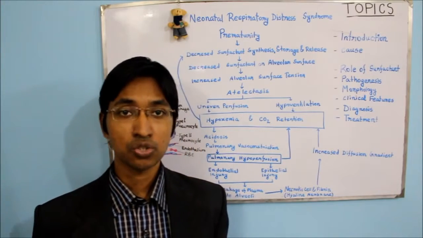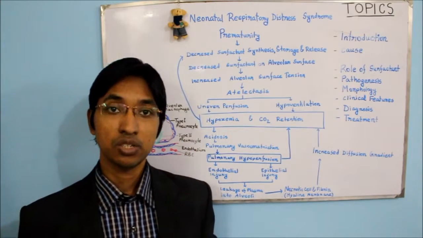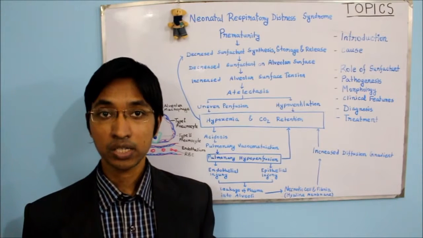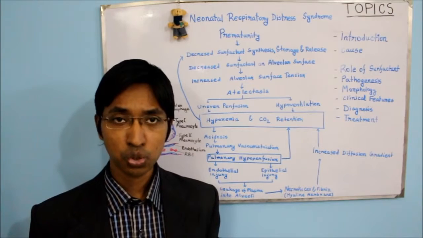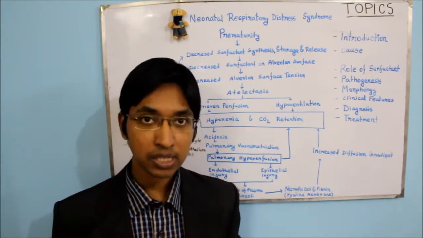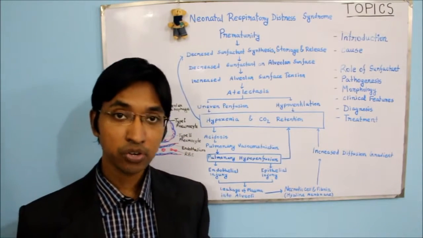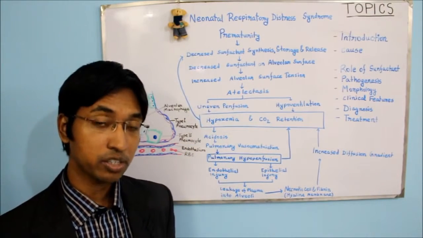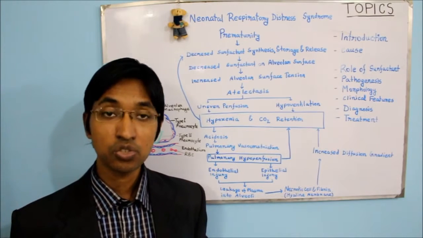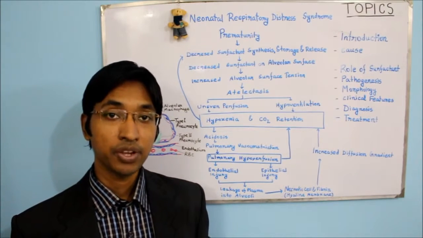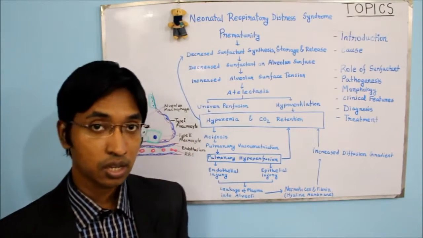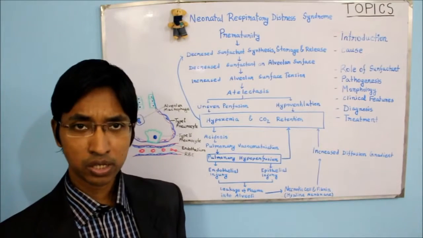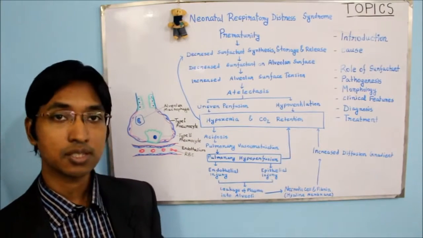Other clinical features will include intercostal and subcostal retraction, and in extremely immature neonates there can also be apnea. Now, what is apnea? Apnea is temporary cessation of breathing, and that can be seen particularly if the neonate was extremely immature. So these were in short the clinical features of this disease, and now we will move on to the next point and talk about the diagnosis.